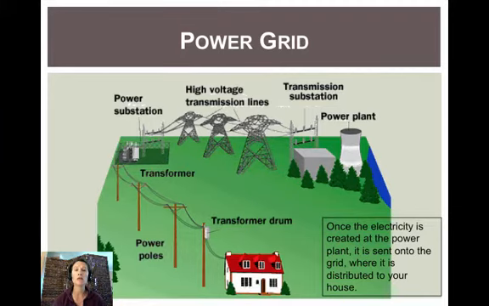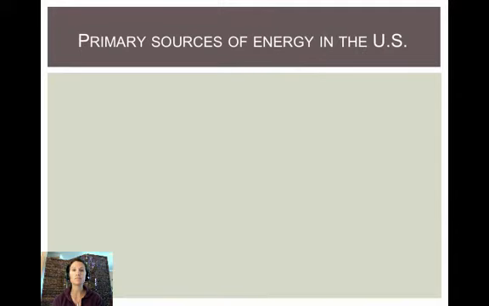It's taking that really high voltage electricity and transforming it into a form of energy that goes to your house, your small businesses, along smaller power poles. It has to go through a transformer drum and then it can enter your house and power your lights, your stove, your microwave, your computer, anything that you're using in your house. So that's what the power grid looks like.